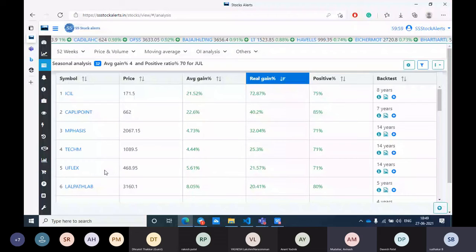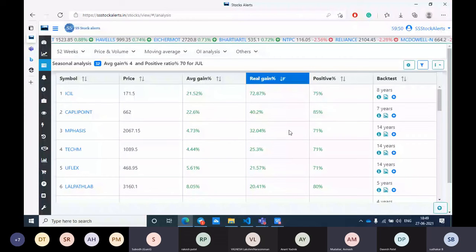Maybe in the next webinar we'll cover the other features. Sudha bro, there is one more small suggestion. On the same line, can we have sectoral mapping for this seasonal analysis? This will give us a light idea about the sector as well.